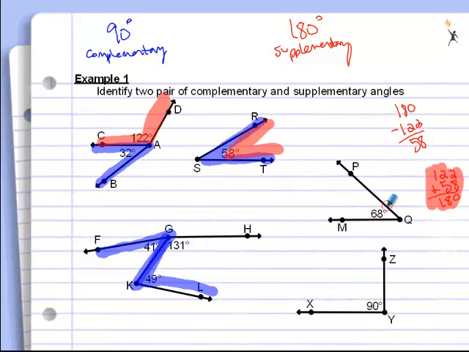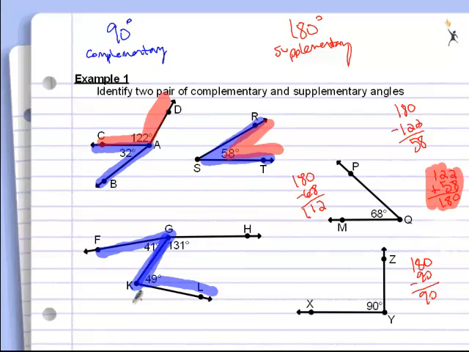Let's keep going. What about 68? Well, in order to use 68, we would have to have a 112-degree angle. I don't see a 112-degree angle anywhere in here, so 68 does not have a supplement on this page. Let's keep going. 90. If we take 90 from 180, we get 90 left over, meaning that 90 and 90 are supplements. I don't see another 90-degree angle here, so I can't really say that this has a supplement. So we just keep going.